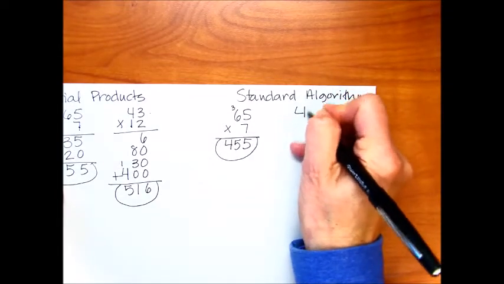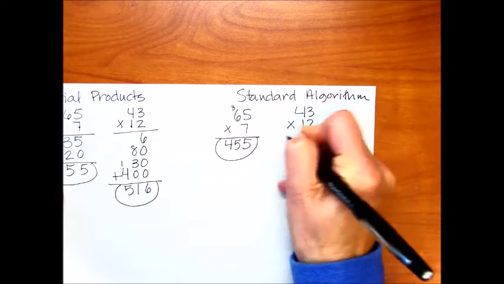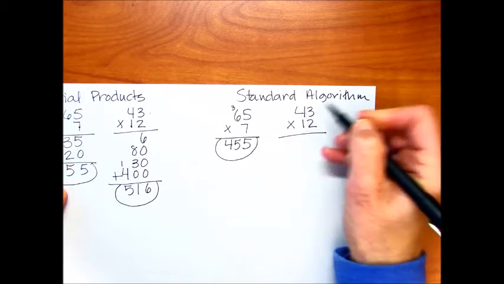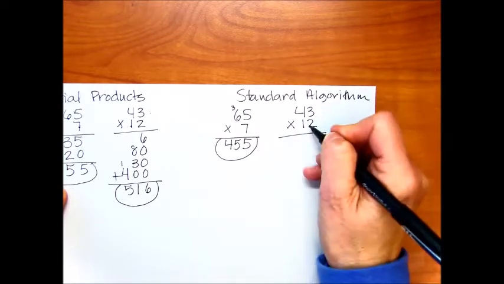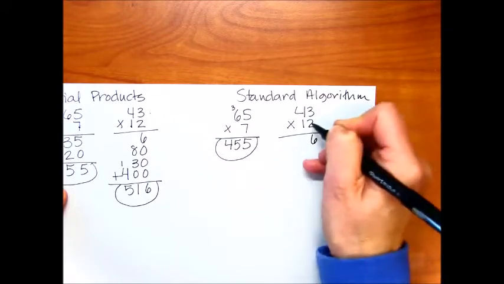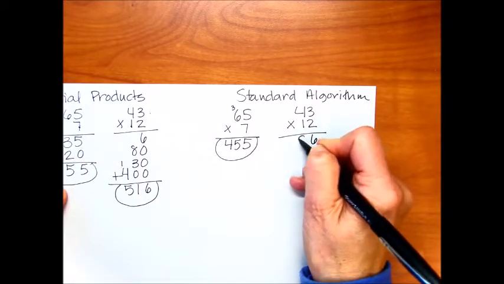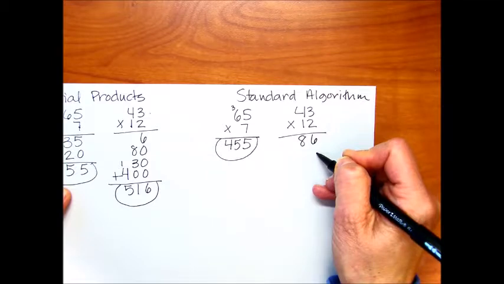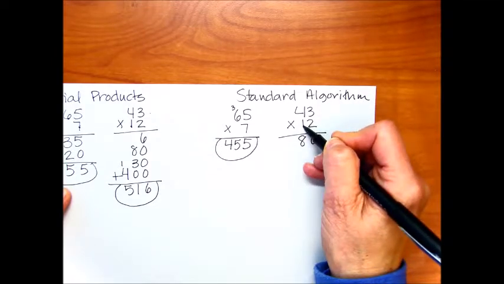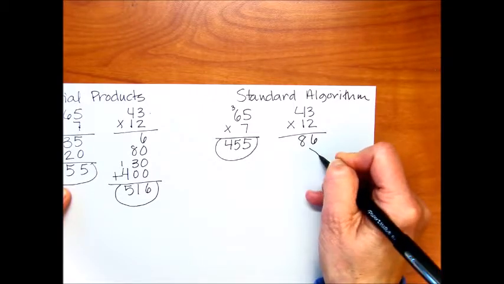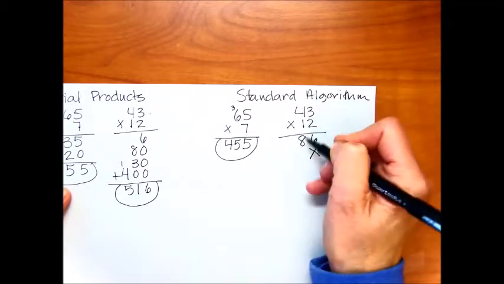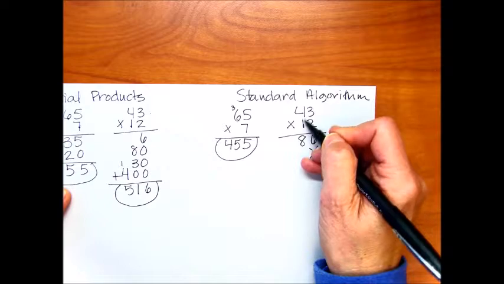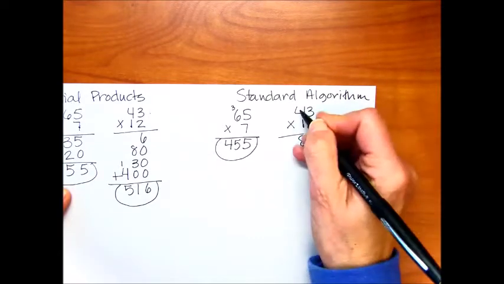The second problem, 43 times 12. I'm going to take this number and multiply the 3 and then the 4, and then I'll take the 1 and do the same. So 2 times 3 is 6. 2 times 4 is 8. Now I'm done with my 2, so I'm going to go down to the next row. And because I'm working with a 10 digit, I'm going to skip this space here and start in the tens column. Because this is really 10 times 3, so 1 times 3 is 3, and 1 times 4 is 4.